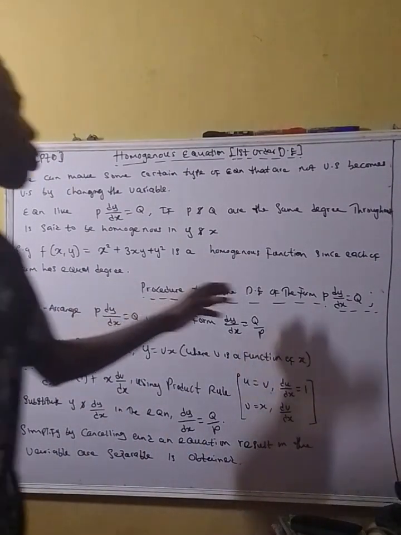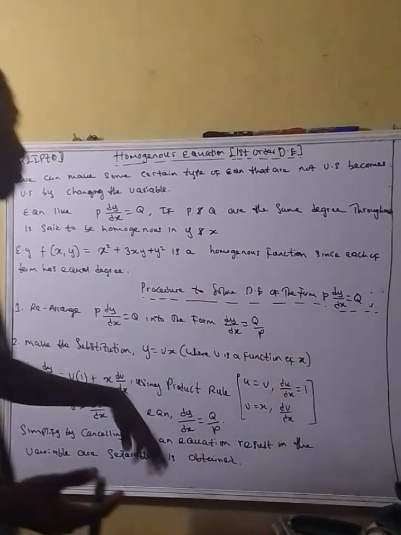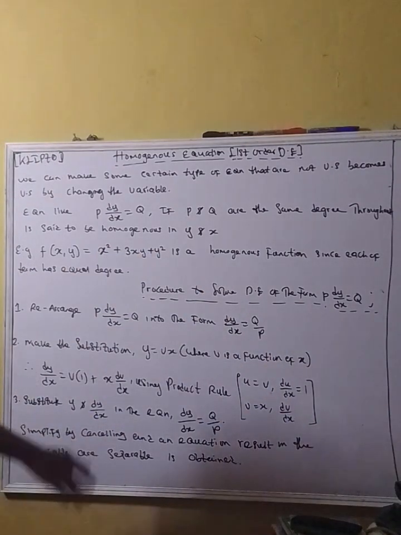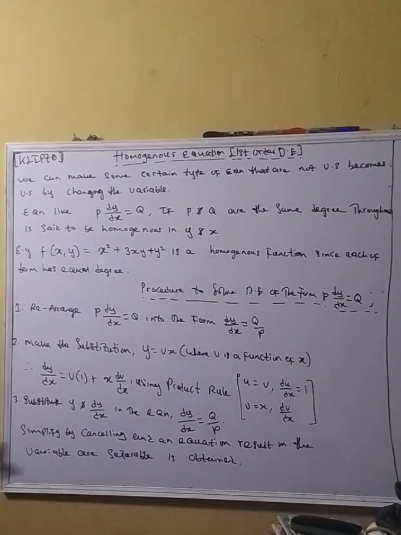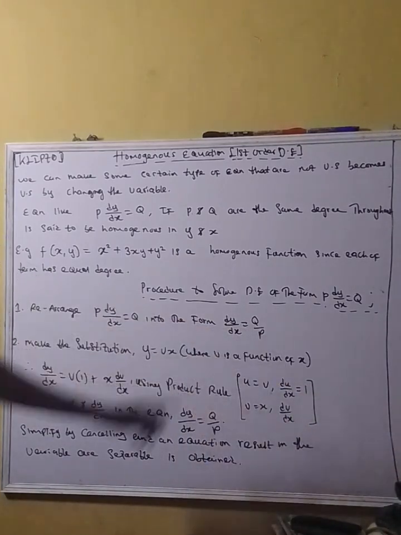Now what is the procedure to solve a differential equation of this form? The first thing is that you have to rearrange the expression in order to have an equation of dy dx equals q over p. You have to find a way to do it and have only dy dx. Now at that point you make a substitution in y and x, where v is a function of x.